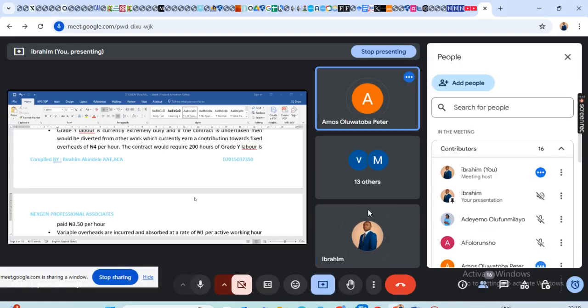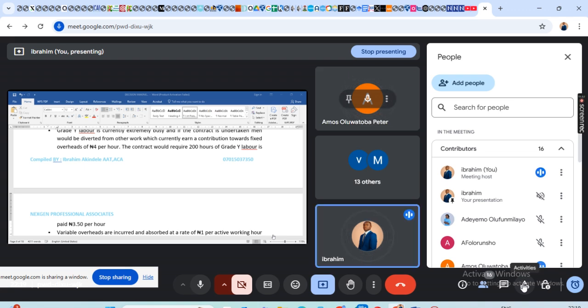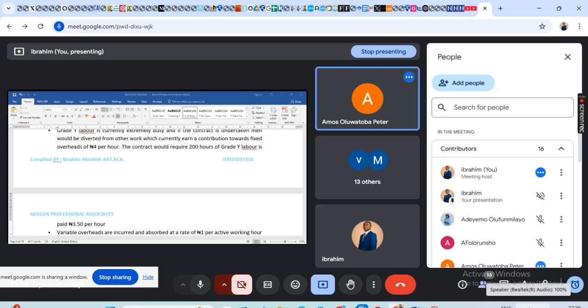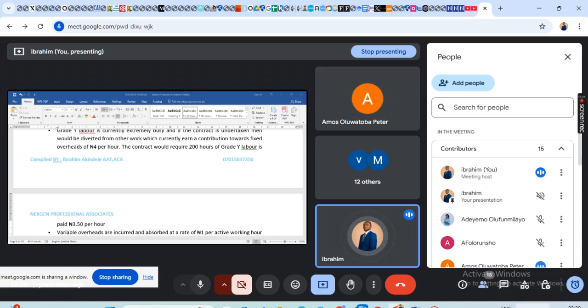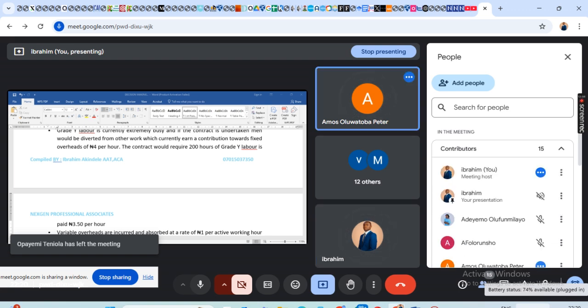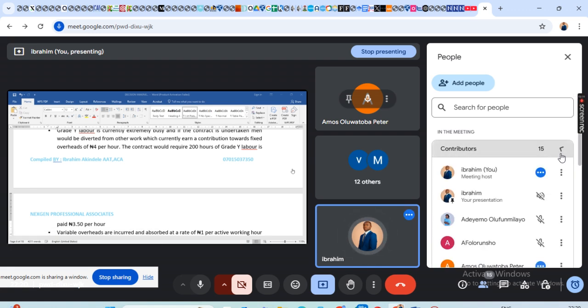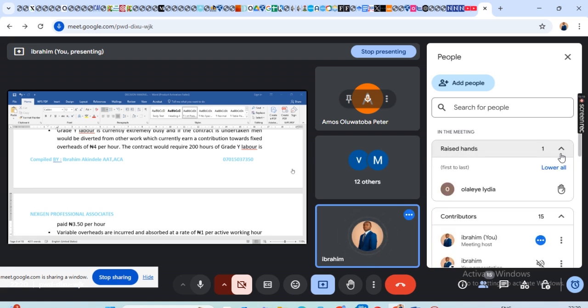The relevant cost will be 3.50 per hour. You said it is per hour. Yes, sir. Okay, that's fine. Well done, Oluwatoba.